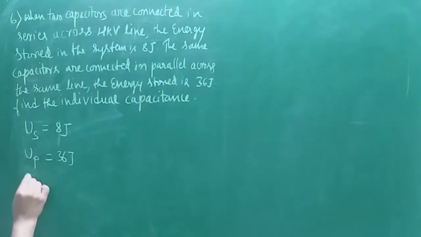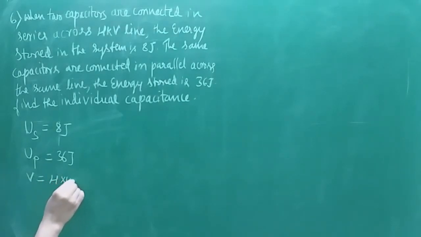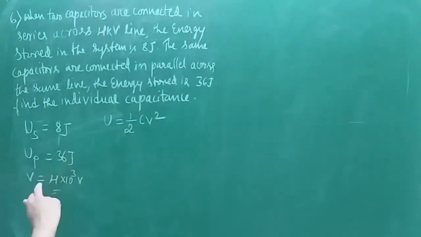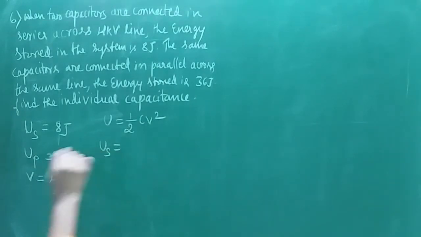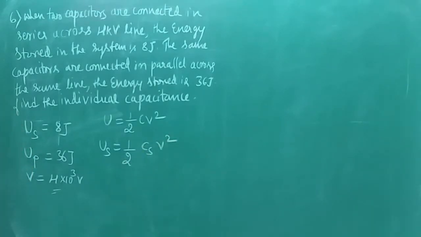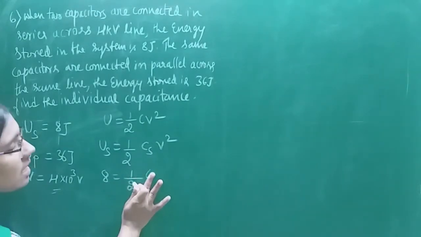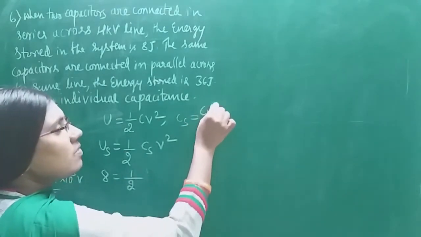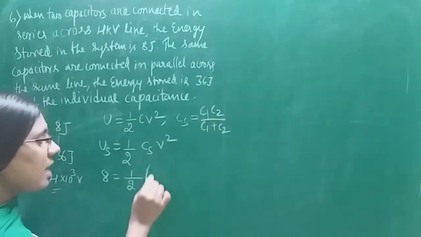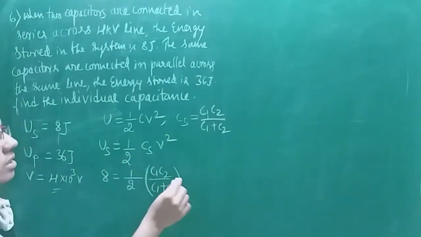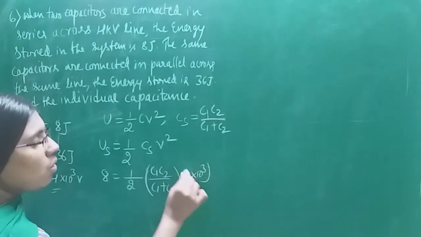They are connected across the 4 kilovolt line, that is 4 into 10 to the power of 3 volt. We know the expression for energy stored, U is equal to half CV square. Therefore, the energy stored in series is US equal to half into CS into V square. So US is 8, equal to 1 by 2 CS, where CS is the series combination, which can be written as C1 C2 divided by C1 plus C2, into V, that is 4 into 10 power 3, whole square.